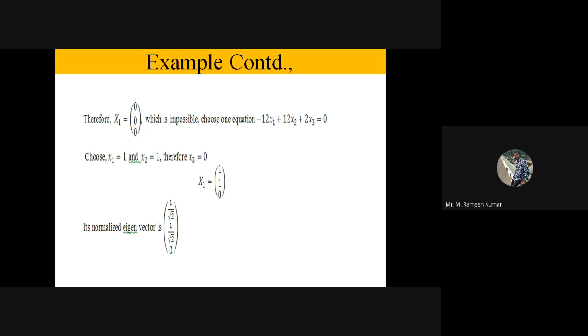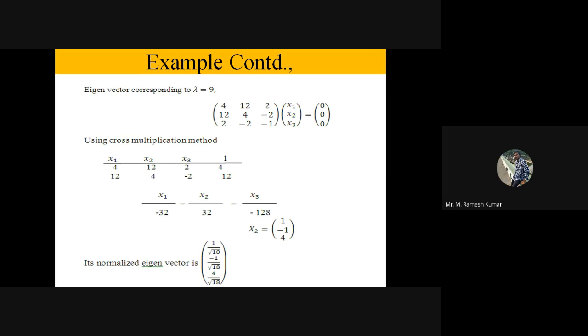Now the next step is the normalized eigenvector. What is its modulus? Square root of 1 square plus 1 square plus 0 square, equal to root of 1 plus 1 plus 0, equal to root 2. So divide each element by root 2: 1 by root 2, 1 by root 2, 0. This is the way to find the first eigenvector.